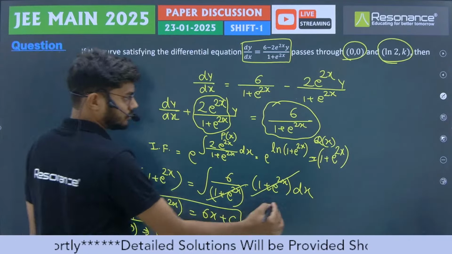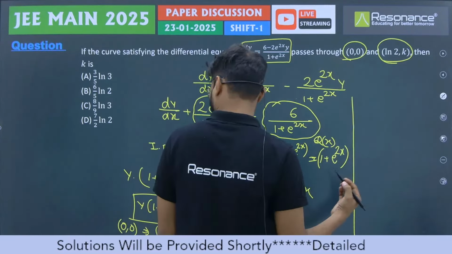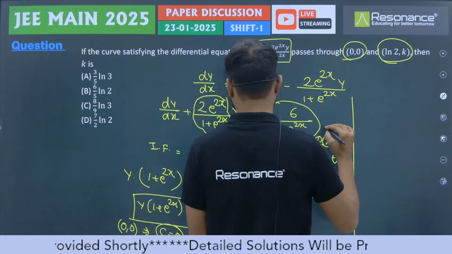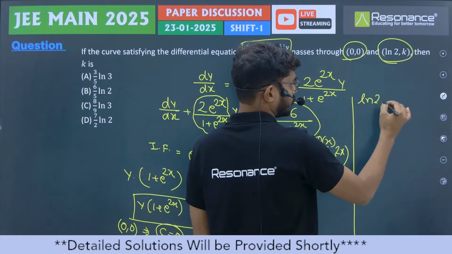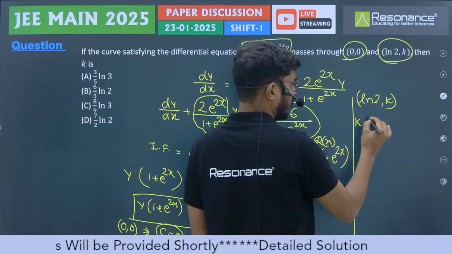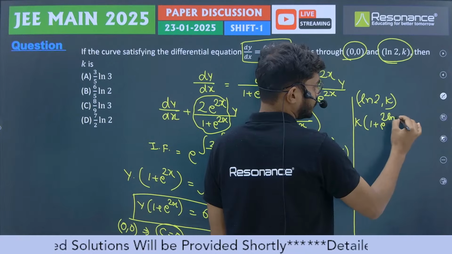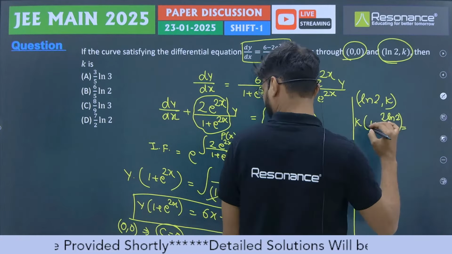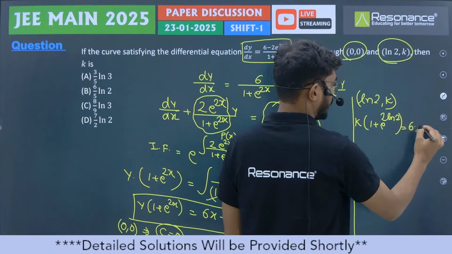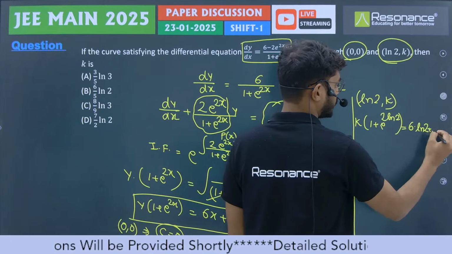So, putting the point y as k into 1 plus e to the power of 2 ln 2 equal to 6 into ln 2 plus 0.